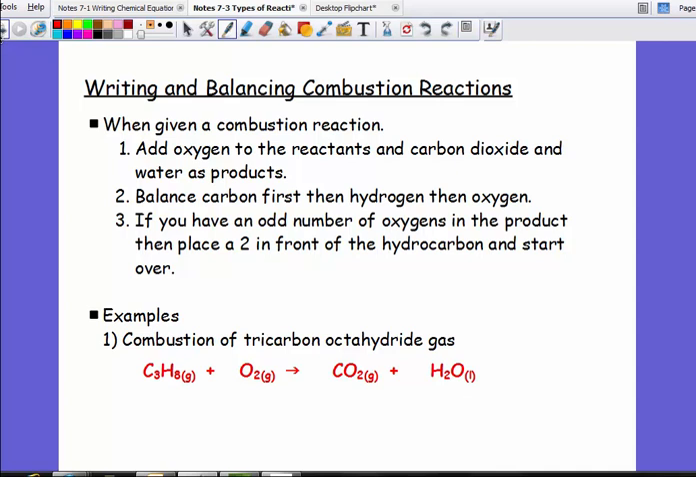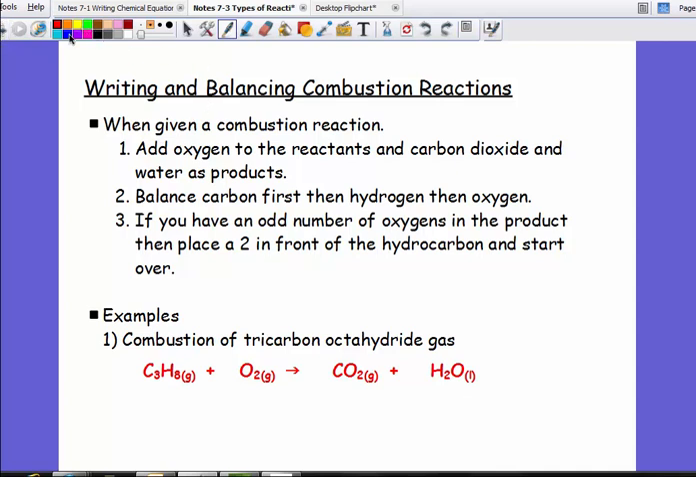I'm reacting that with oxygen gas. I'm making carbon dioxide gas and water. You have to actually complete that reaction. I only give you one reactant in this case. Again, even though I'm starting with one reactant, the word combustion of means add oxygen, make carbon dioxide and water.